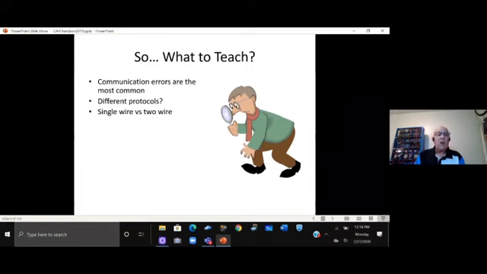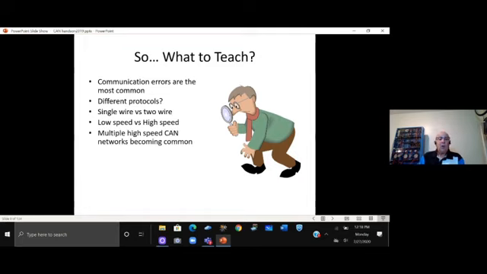Do we need to teach single wire versus 2-wire? Yeah, probably, because that's what's out there. Low speed and high speed, yeah, sure, that's what's out there. Don't forget, multiple high-speed CAN networks are becoming common. Now, this is going to make it a little more difficult to teach, and one of the things you have to recognize is if the student plugs into, I don't know, a 2018, make it whatever you want, that has 70 modules on it.